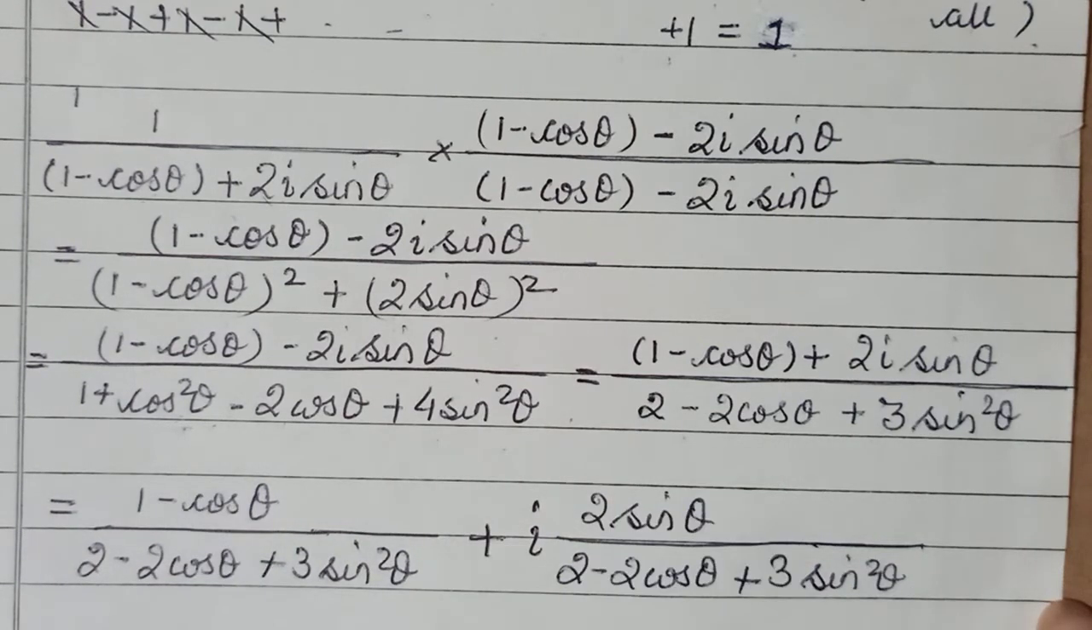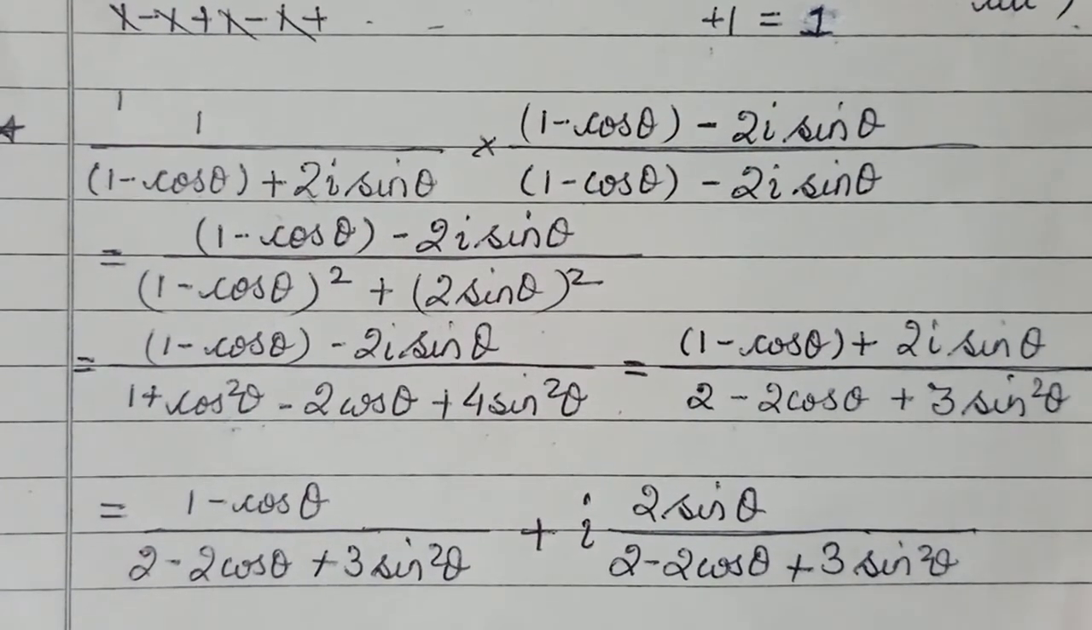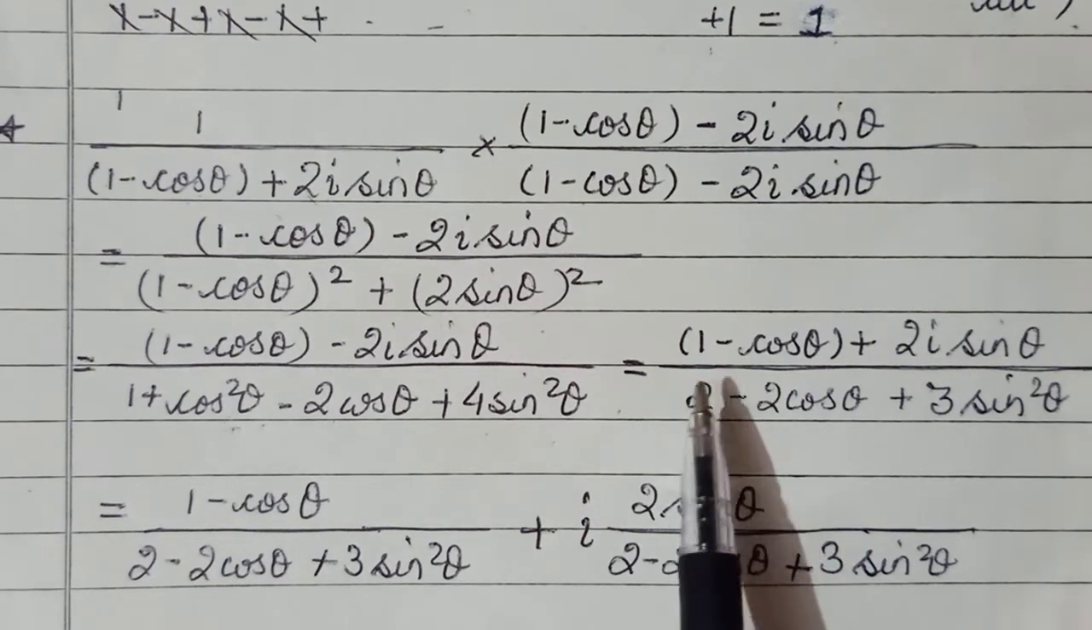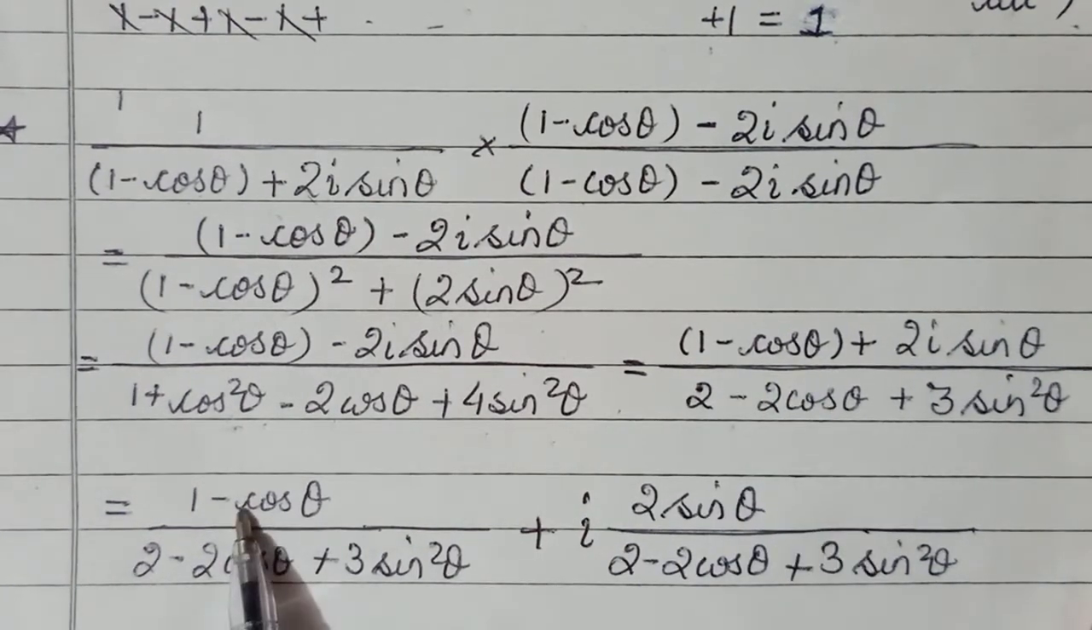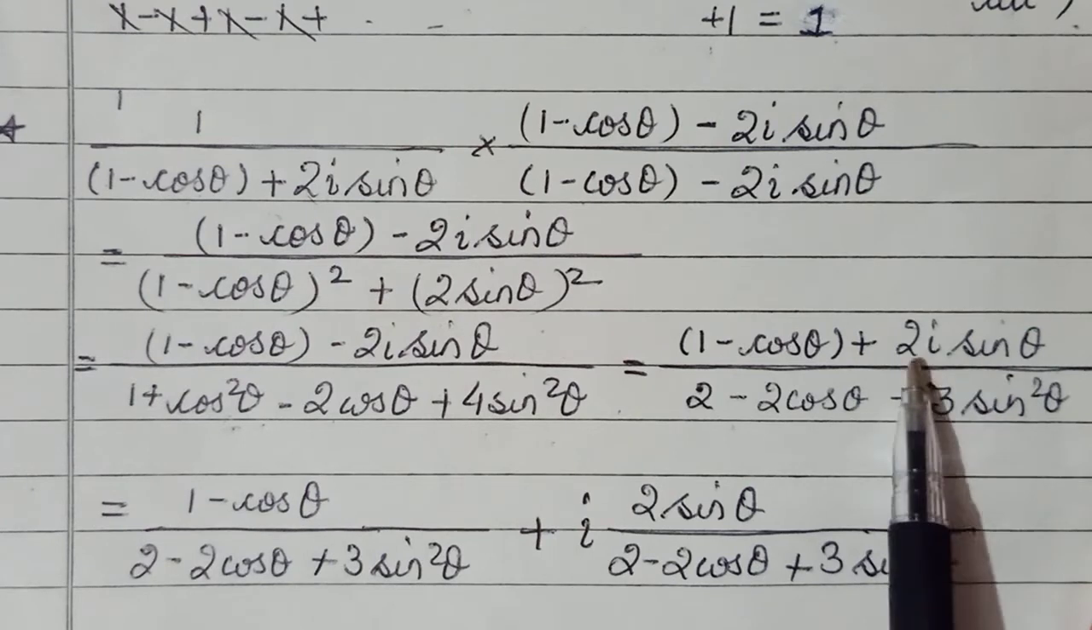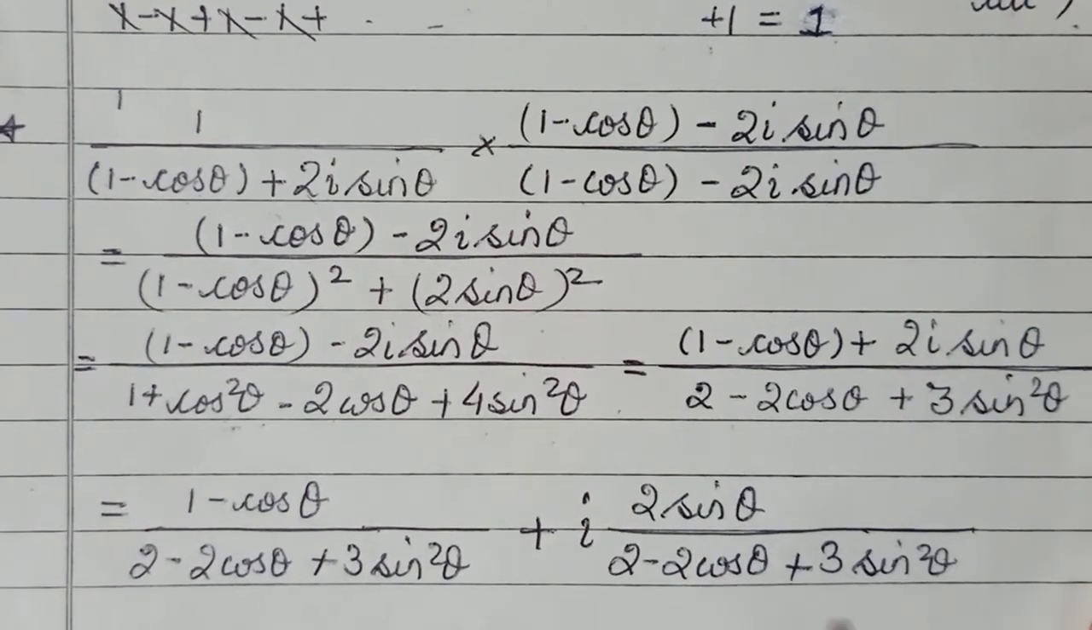Same way for the numerator. Now there is nothing more left to simplify. So यही इसका standard form हो जाएगा. Real part में आपका आ जाएगा 1 minus cos theta upon this whole, and imaginary part में आ जाएगा 2 sin theta upon that whole.